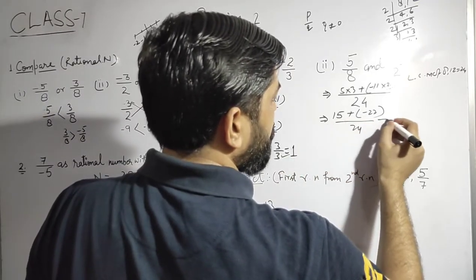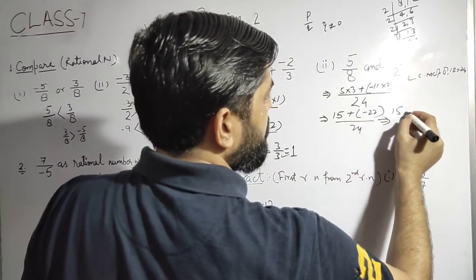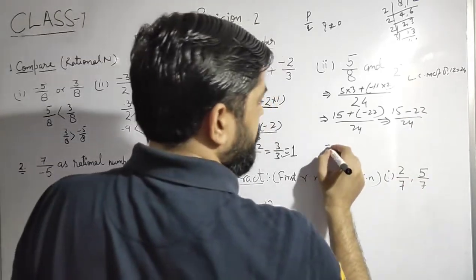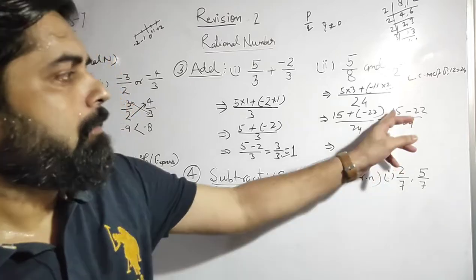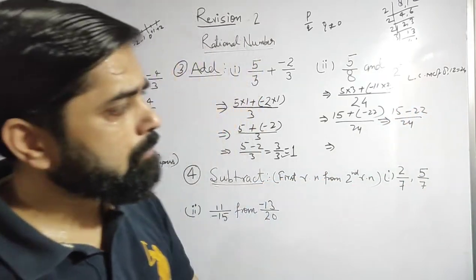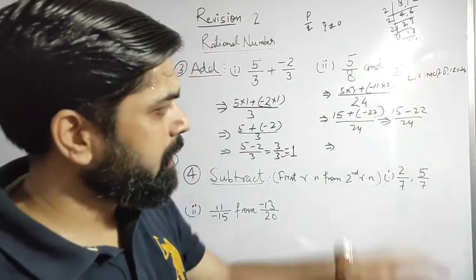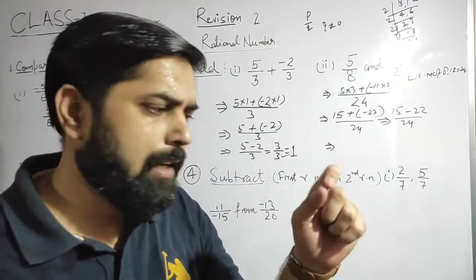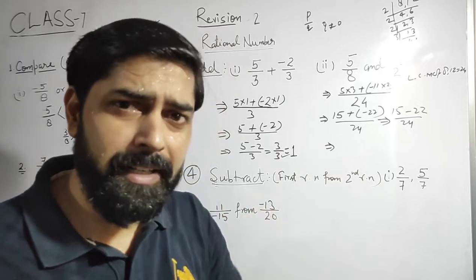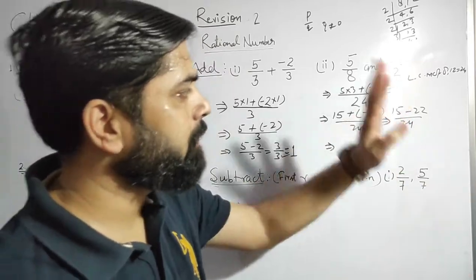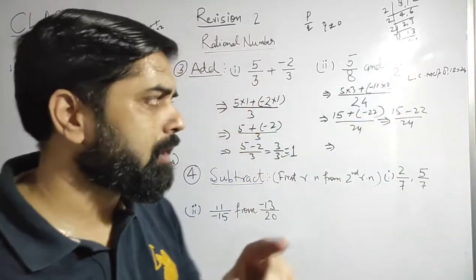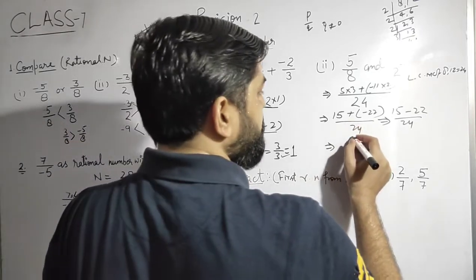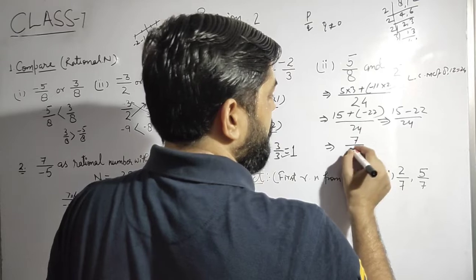Then upon 24, 15 minus 22 upon 24. Subtraction, because there are different signs. Different sign means difference, so you find the difference of 15 and 22. And what will be the difference of 15 and 22? The difference will be 7 upon 24.